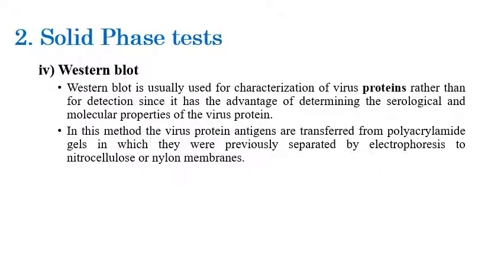Fourth one is Western blot. Western blot is usually used for the characterization of plant proteins, that is virus proteins. This blotting technique, or Western blotting technique, is employed for the identification of proteins. So it has the advantage of determining the plant proteins, that is viral proteins, and serological or molecular properties. If you identify these proteins, it is easy to study the molecular properties as well as the protein structure of plant viruses.